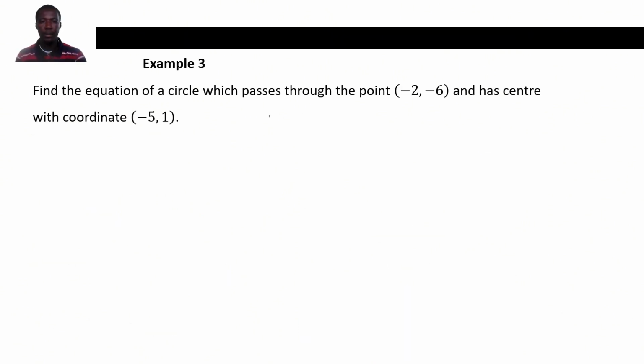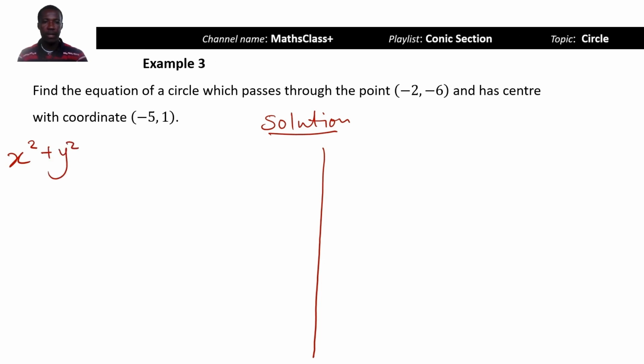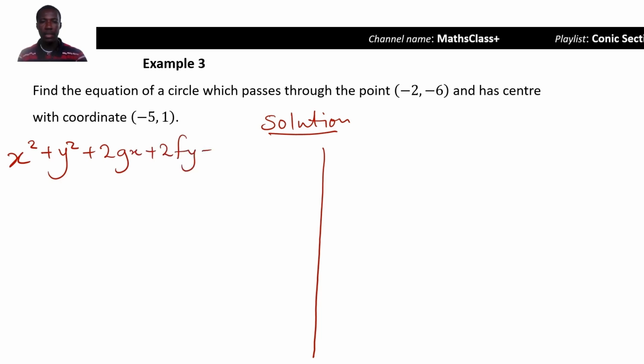Example 3. Find the equation of the circle which passes through the point negative 2, negative 6 and has center with coordinates negative 5, 1. Solution. Now the general form of the equation of a circle is given as x squared plus y squared plus 2gx plus 2fy plus c is equal to 0.